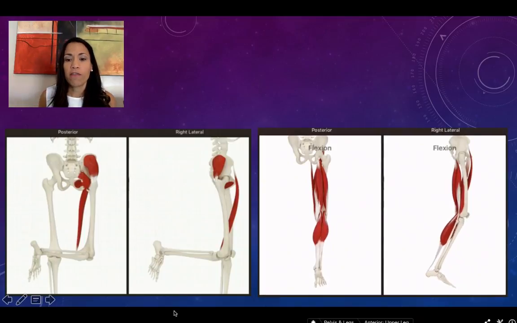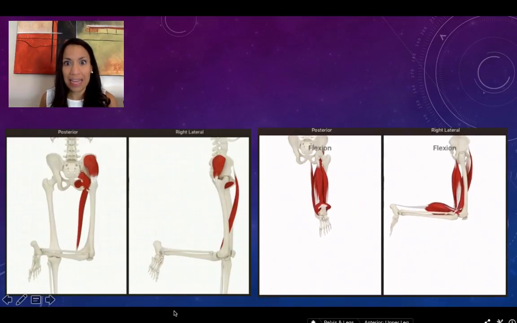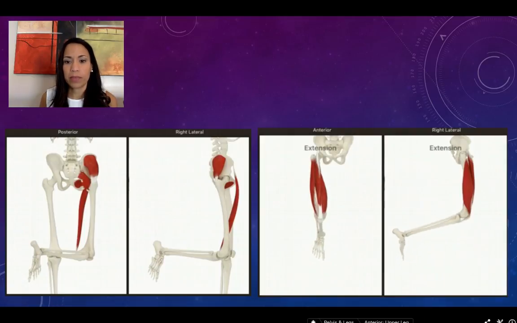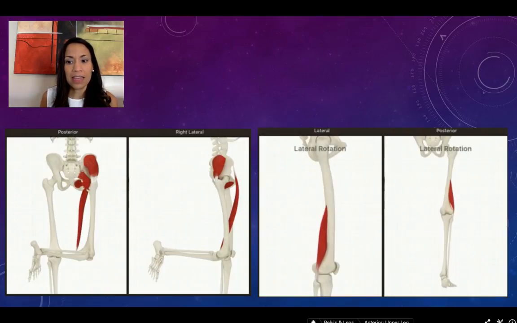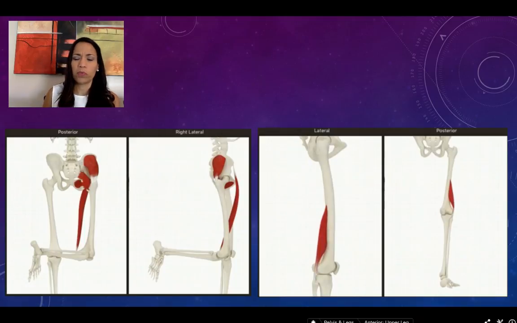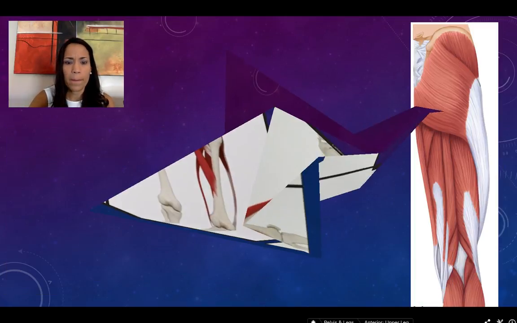Okay, so first, flexion of the leg at the knee, hamstrings, extension of the leg at the knee, quadriceps. Look at the medial rotation and the lateral rotation. How subtle that movement is. It's just to lock and unlock the knee as you walk, when we're walking.